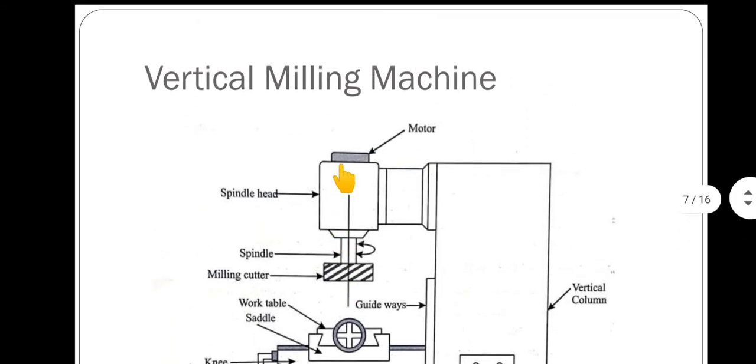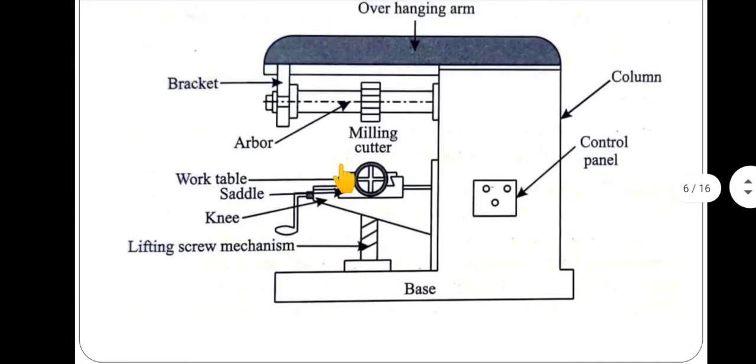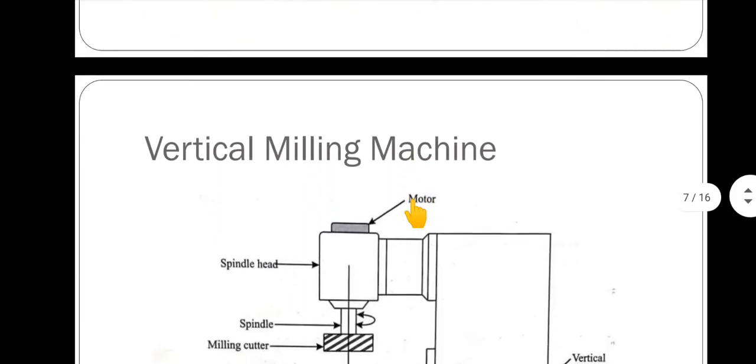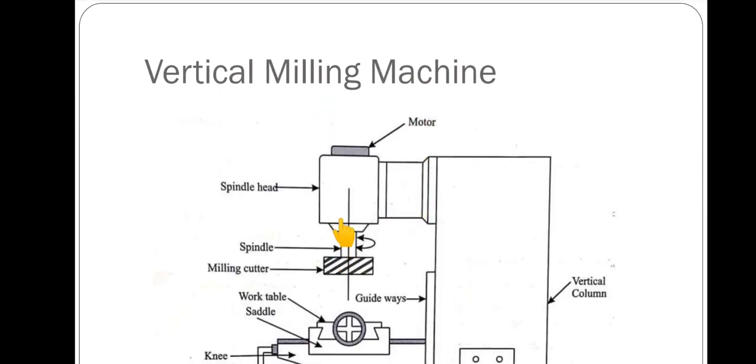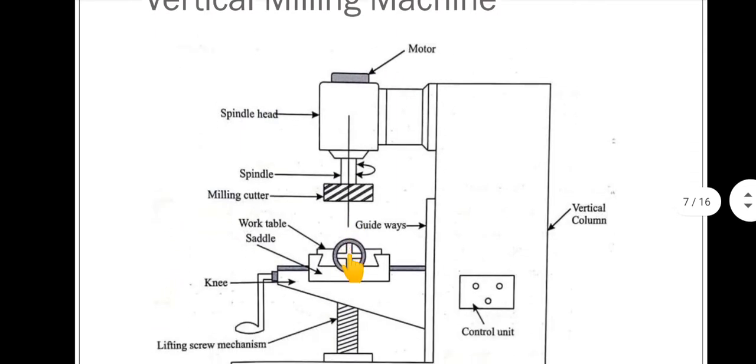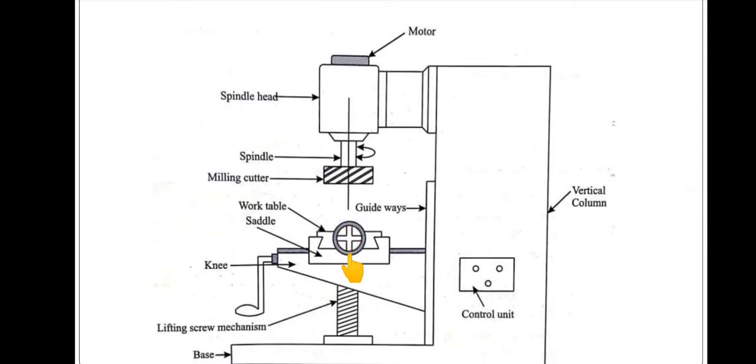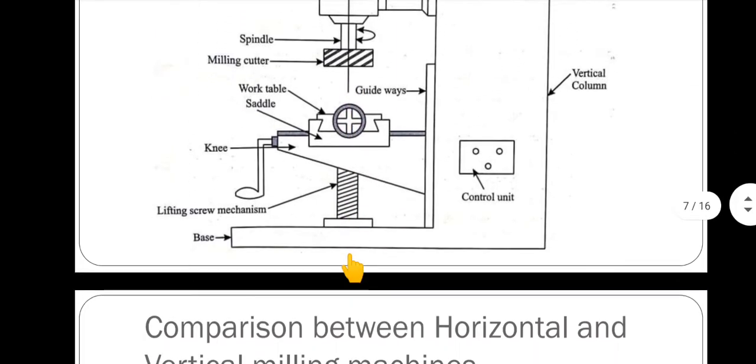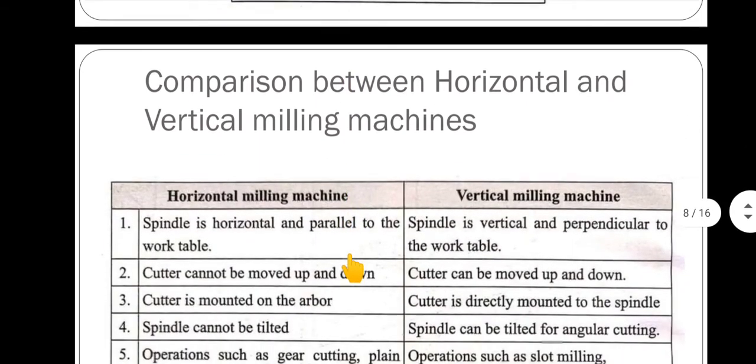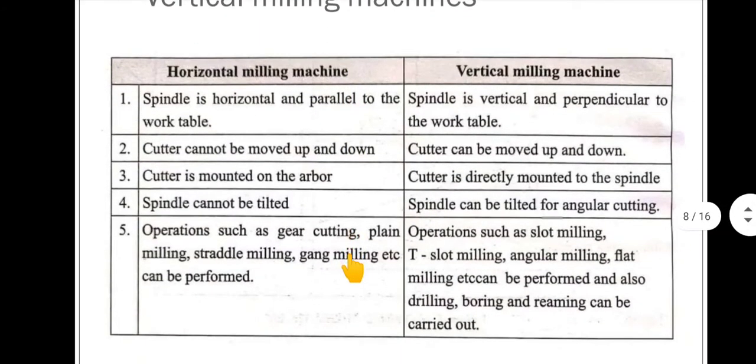Here all the other parts remain the same, but the cutter is mounted on the arbor in a horizontal manner. That's why it is called a horizontal milling machine. Here, the milling cutter is directly mounted to the spindle of the motor, the spindle head, in a vertical manner, so that's why it is called a vertical milling machine. Now let us see the comparison between horizontal and vertical milling machines. Most of it I have already discussed.